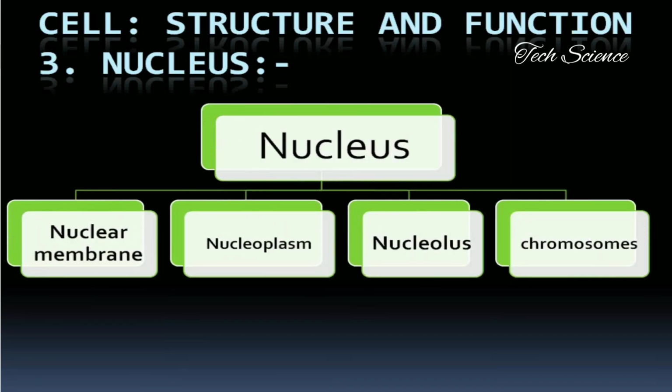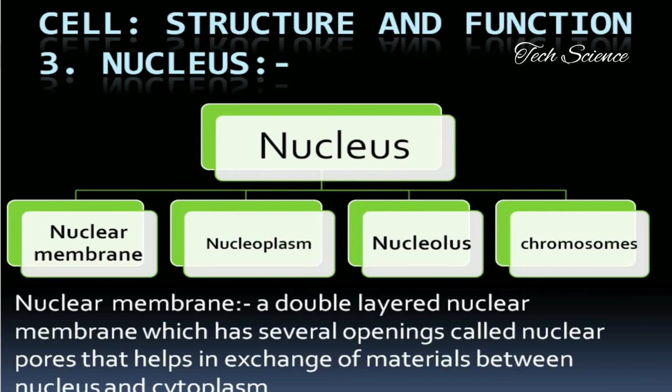If you observe this chart, you will find that the nucleus is basically divided into four parts. The first is called the nuclear membrane, second is the nucleoplasm, third is the nucleolus, and fourth is the chromosome. Let's see one by one. Just like a cell membrane, here the nuclear membrane is there. So you can imagine what the function of the nuclear membrane should be as compared to the cell membrane. It is a double-layered membrane which has several openings called nuclear pores, and it helps in exchanging material between the nucleus and the cytoplasm. Of course, the nucleus is a different part and the cytoplasm is different, so you have to exchange some useful material. For that reason the nuclear membrane is required. So the first part is called the nuclear membrane.